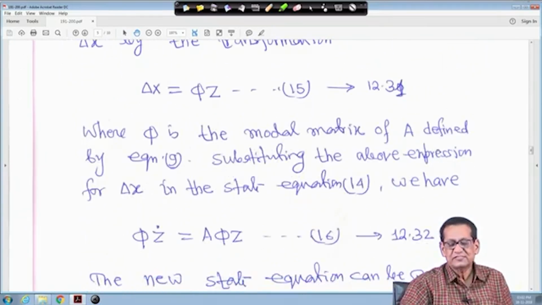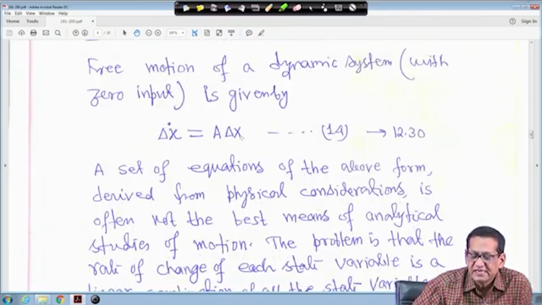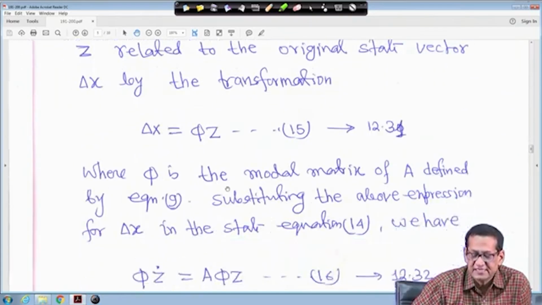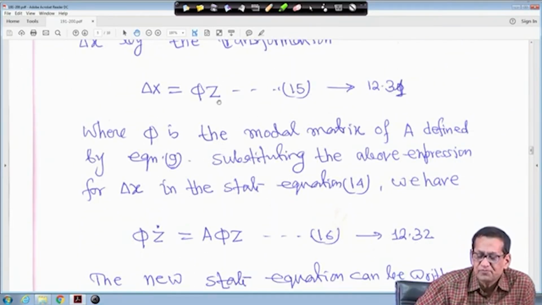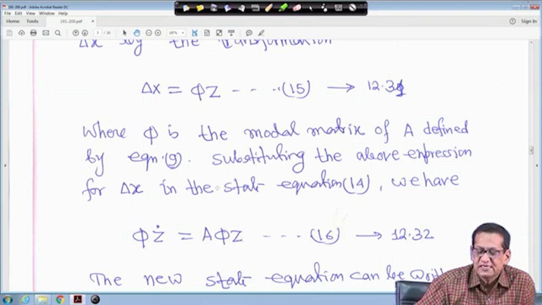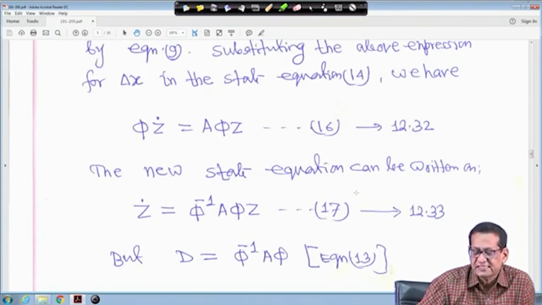Where phi is the modal matrix of A defined by equation 9, this we have seen earlier, substituting the above expression for delta x in the state equation 14. So, in the equation delta x dot is equal to A delta x, here you substitute this. If you substitute delta x is equal to phi z, then delta x dot will be phi z dot. So, phi z dot is equal to A phi z. So, you will get phi into z dot is equal to A phi z, this is equation 16.